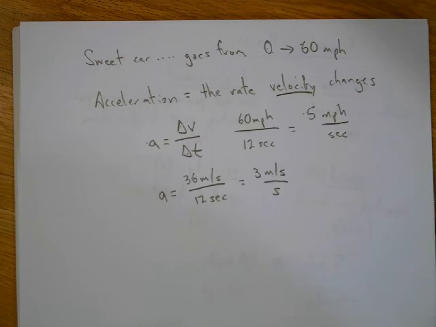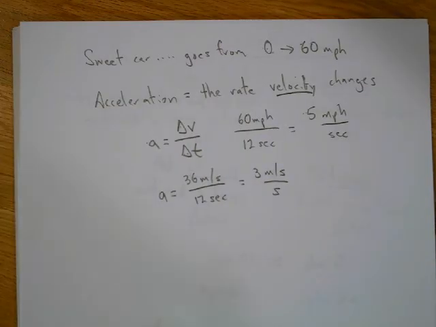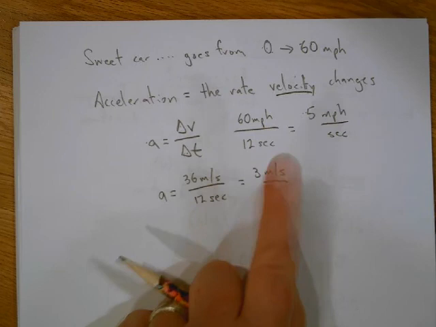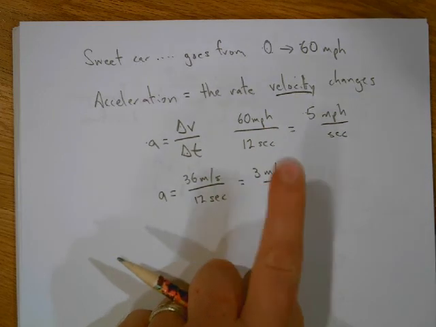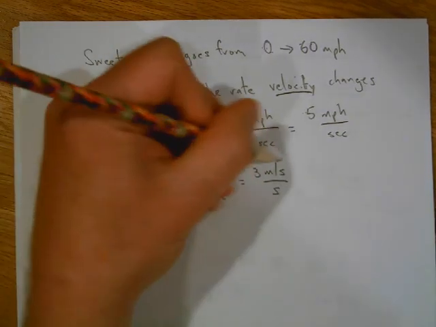Yes, that means the velocity is changing at a rate of 3 meters per second per second. So again, if you're starting at a stoplight, you would be at 0, and then after 1 second, you're going 3 meters per second. After 2 seconds, you're going 6 meters per second. After 3 seconds, you're going 9 meters per second, and so on, okay? But that's what this means.